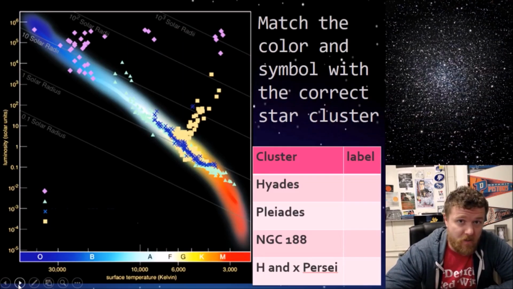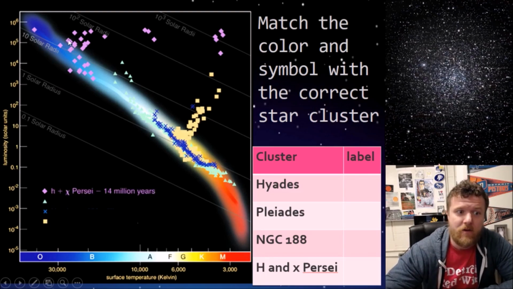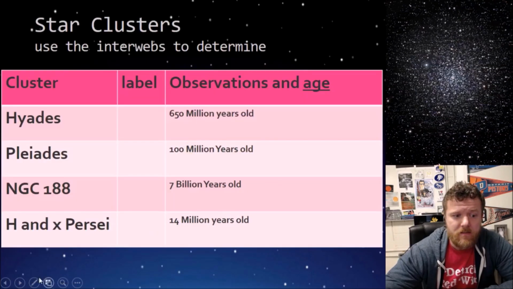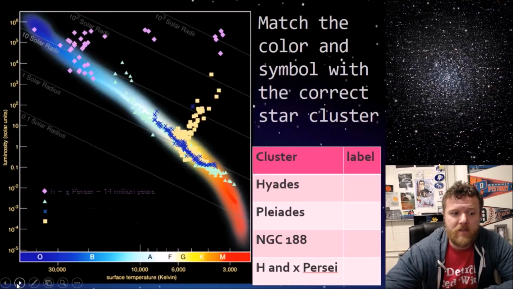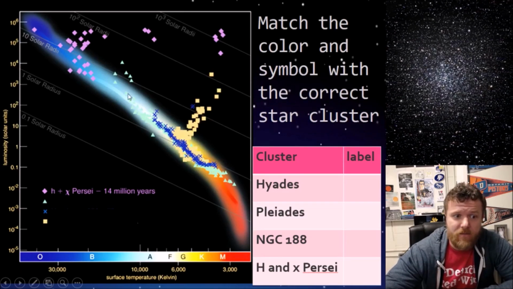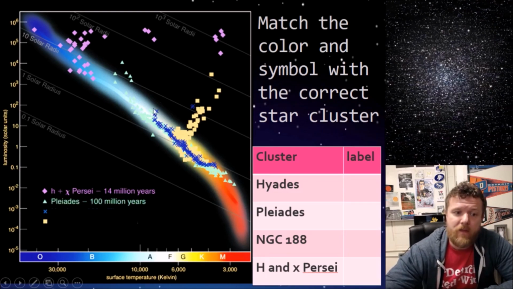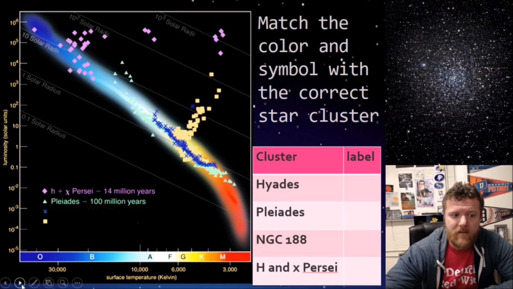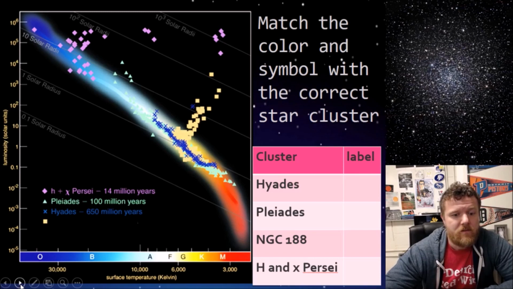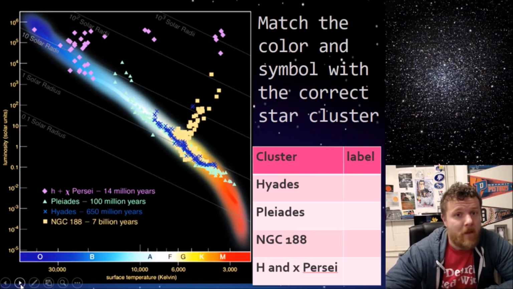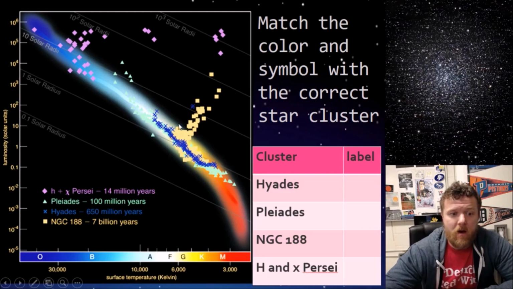So which star cluster do you think belongs to the diamond? Well, the diamond has its turn-off point the farthest up, so it is going to be the youngest. Which one is the youngest? H and X Persei. Which one is the triangle? Well, the triangle has the turn-off point the next farthest down, so the triangle is the Pleiades. Then you have the X's, and the X's have their turn-off point a little bit farther down, so the X is the Hyades, which leaves, by process of elimination, the last one, NGC 188. That very old, ancient star cluster are the squares.